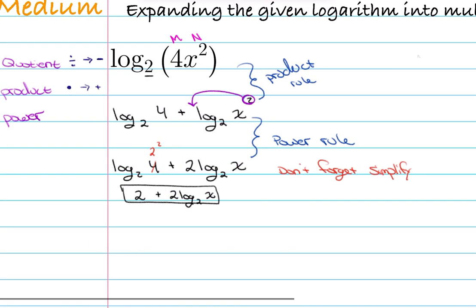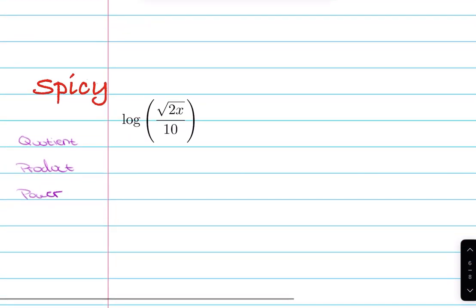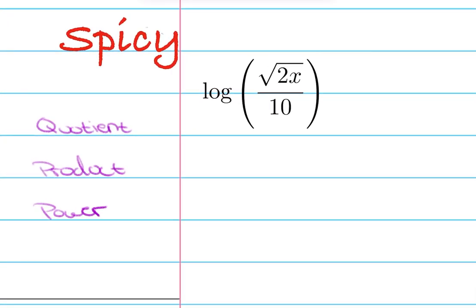Okay? Let's do a spicy example and then we'll be done for the day. All right? Spicy example. The only thing that makes this spicier is you're going to incorporate as many rules as possible, and they might try to trick you with what you see right here, which is a radical. Do not let that trick you, okay? We just got to go back to our rules of exponents. So we're going to expand this logarithm, right? We're going to use the same rules we did for our medium. We're going to go quotient rule, product rule, power rule, order of operations, all right?